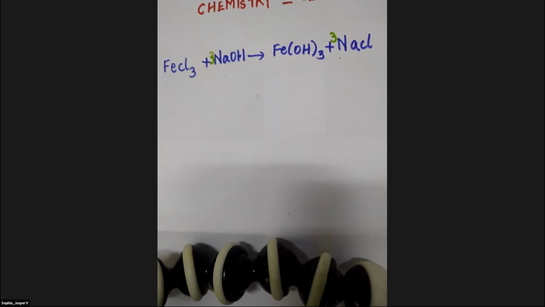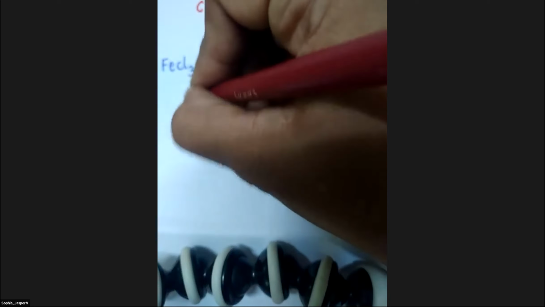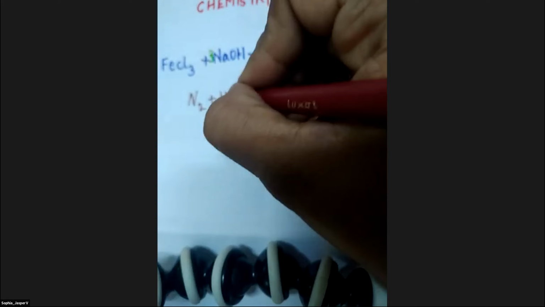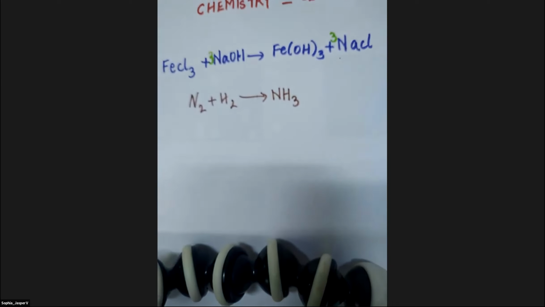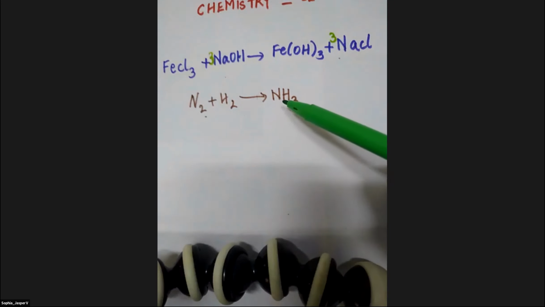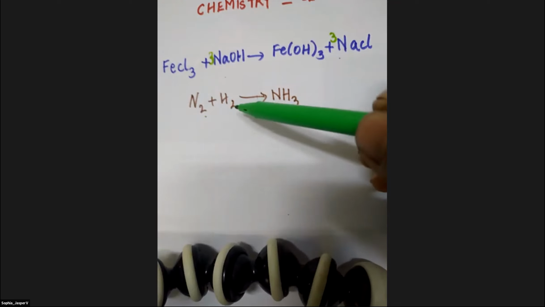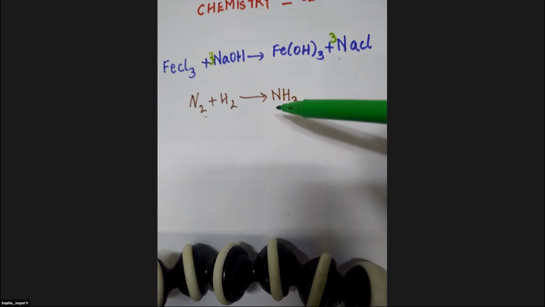Now, I'm going to give you one more equation, and I will give you 2 minutes to decide whether it is balanced or not. N2, which is nitrogen, plus hydrogen, gives NH3. It is not balanced. Yes, it's an unbalanced chemical equation, because nitrogen has 2 atoms here, and how many does nitrogen have here? N, that's right. Hydrogen is H2, and here there are 3 hydrogen atoms.